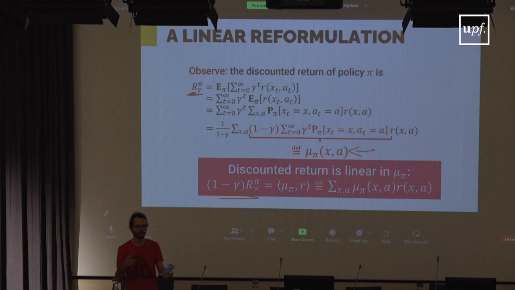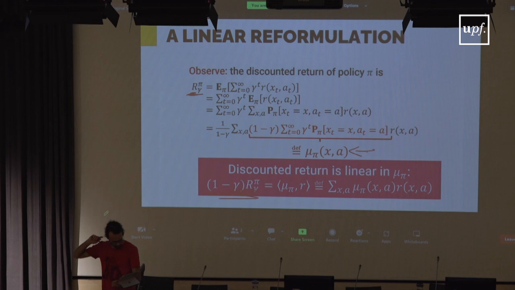So what this little calculation shows is that this optimal control problem that you're facing has a hidden linearity property. The reward that you're trying to optimize is linear in an appropriate representation, which is this discounted occupancy measure. So what is the meaning of this?